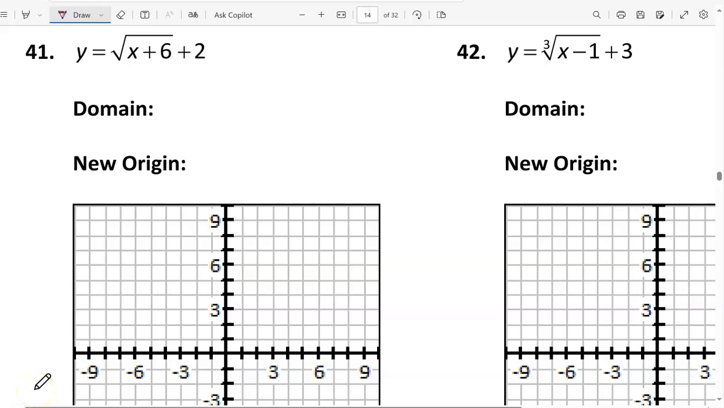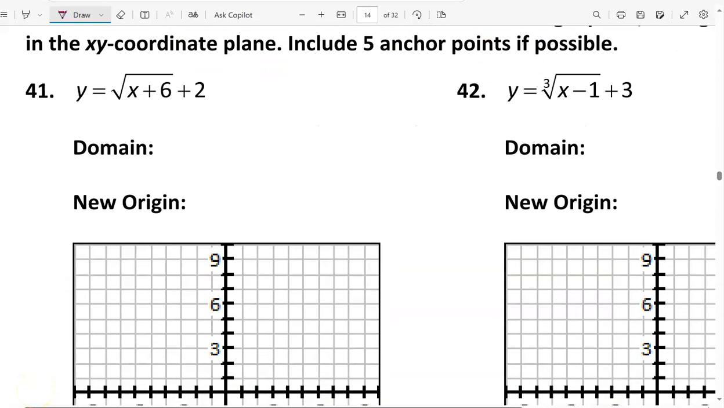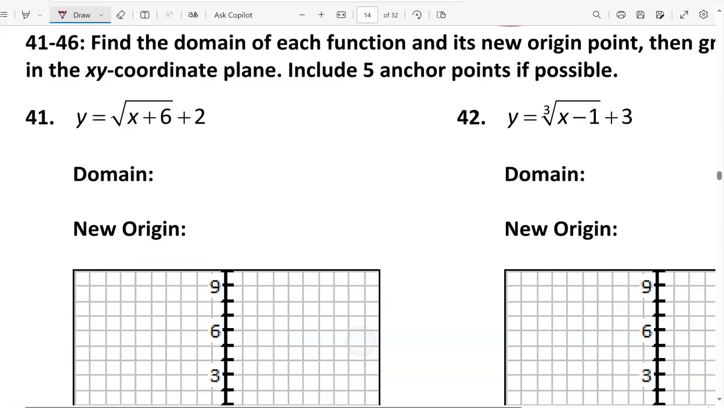In 41 through 46, we are asked to graph each of the following functions, finding their domain and the new origin point. So in a square root function, whatever sits under the square root cannot be negative, so it must be greater than or equal to 0. Solving that inequality, the domain is x is greater than or equal to -6.